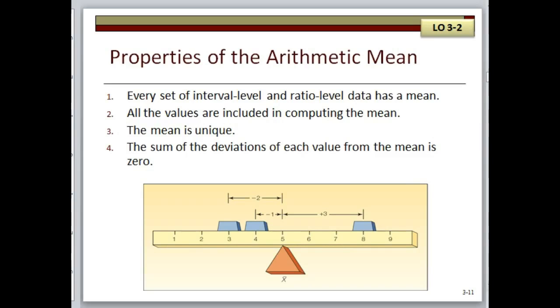The major properties of the arithmetic mean include the following. 1, every set of interval level and ratio level data has a mean. We recall from Chapter 1 that interval and ratio level data are those that are typically measured. Examples are variables such as ages, income, weights, volumes, and temperature. 2, all the values are included in computing the mean. 3, the mean is unique. That is, there's only one mean in a set of data. 4, the sum of the deviations of each value from the mean is 0.